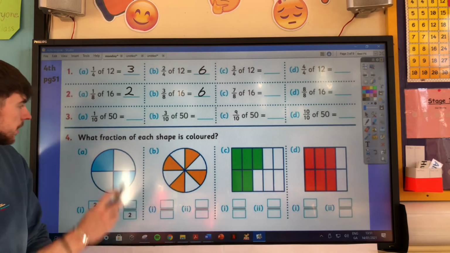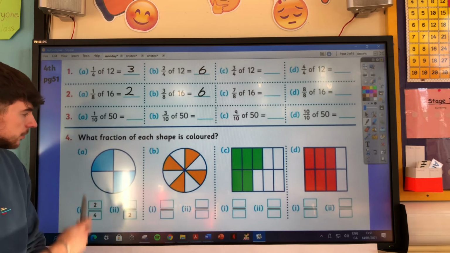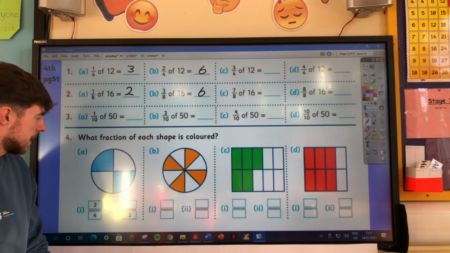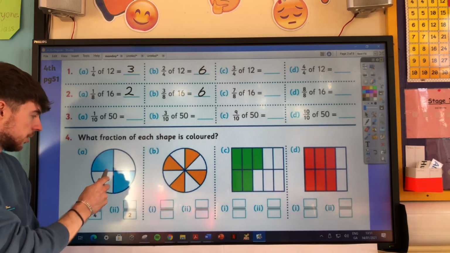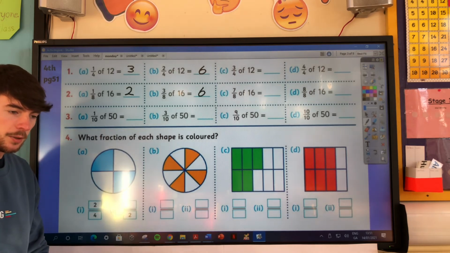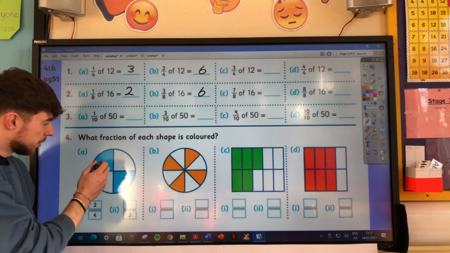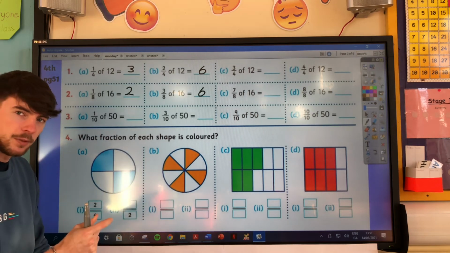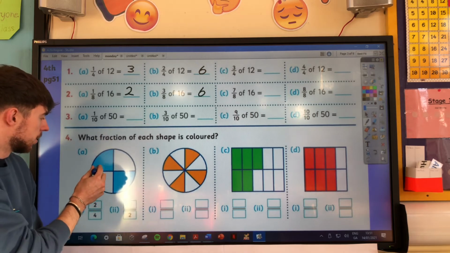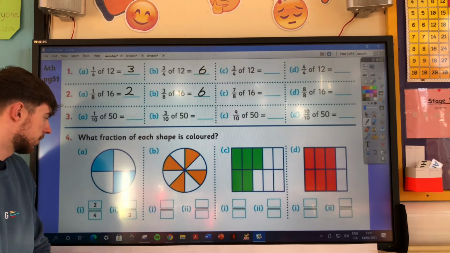Alright? So what fraction of each shape is coloured here then? So how many quarters of the circle are coloured here? There's 1, 2. So it's 2 over 4 because there's 1, 2, 3, 4 all together. So the numerator is the part we're looking for and the denominator is the whole. So the denominator is 1, 2, 3, 4, so it's 4. And the numerator is the part we're looking for. Okay, so 1, 2. So 2 over 4.